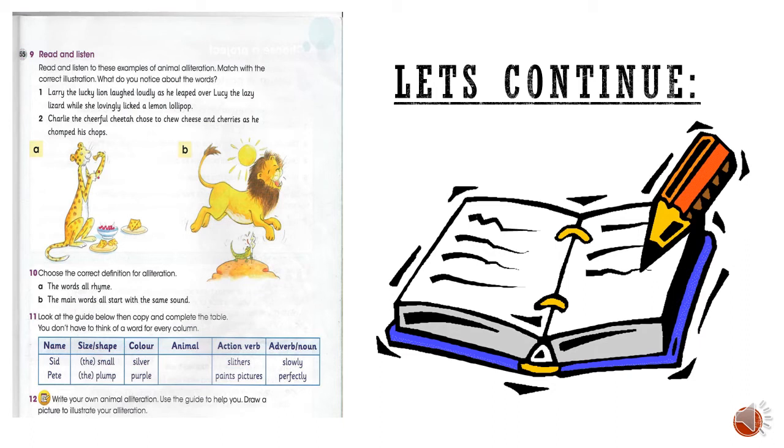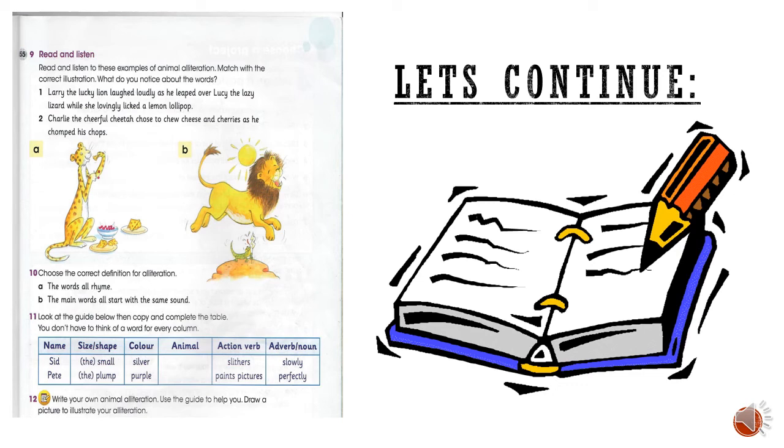Again, Larry the lucky lion laughed loudly as he leaped over Lucy the lazy lizard while she lovingly licked a lemon lollipop. So what is the secret here? What is the first letter of each single word? Yes, the letter L. Now match number 1 with the correct picture. Then let me go to number 2.